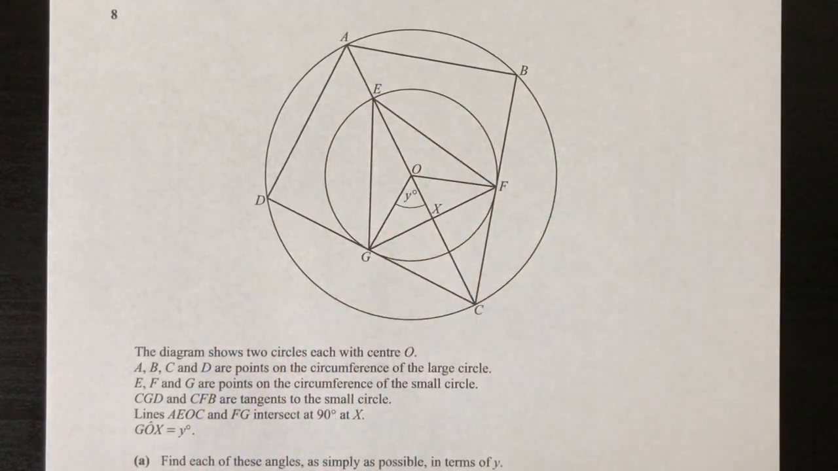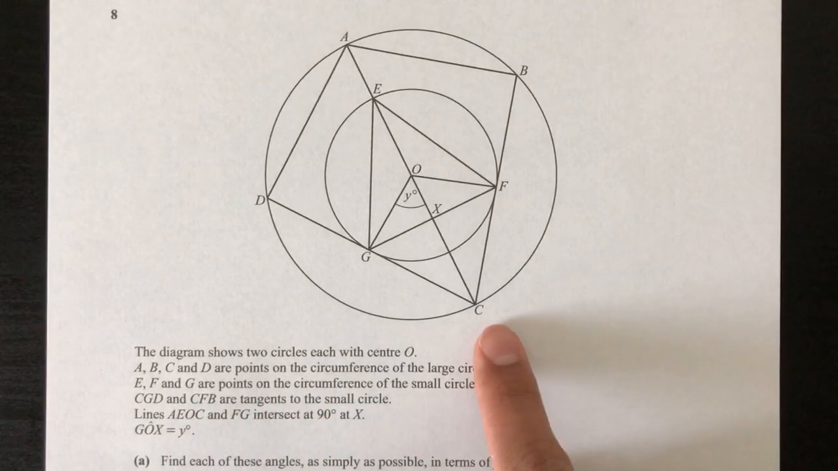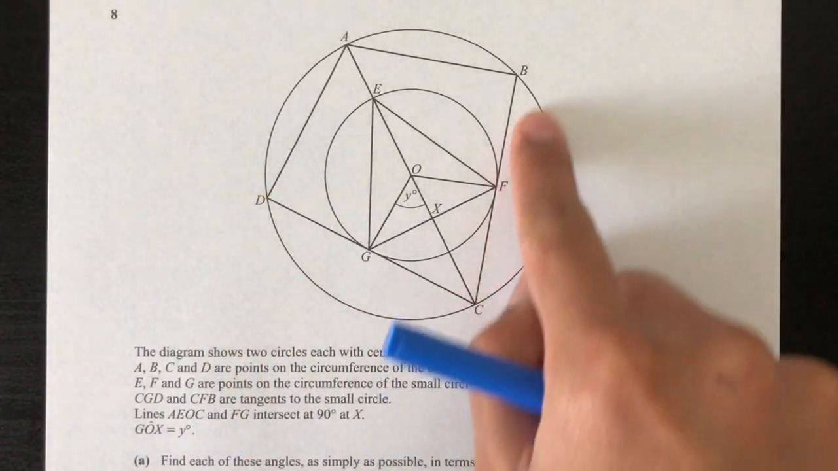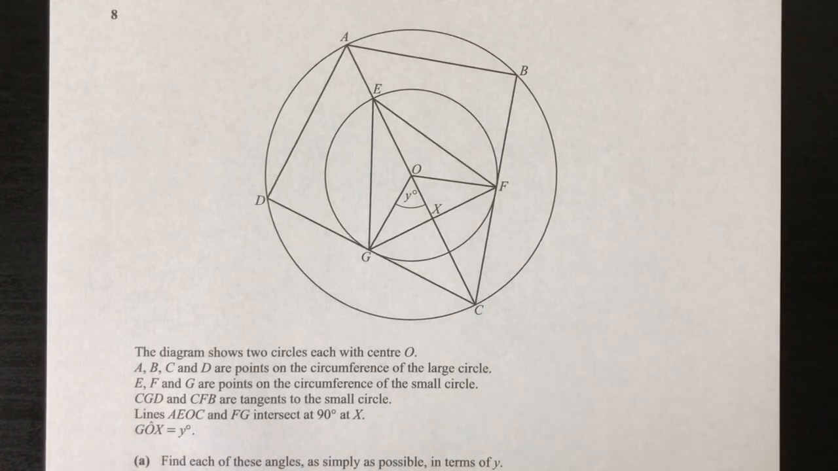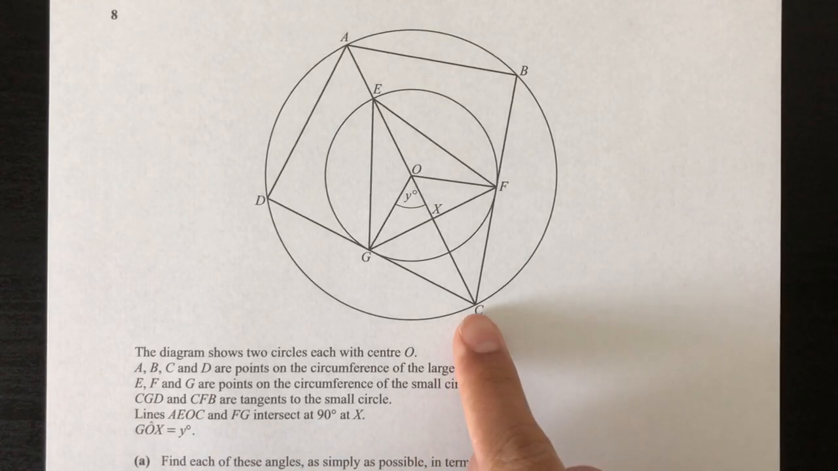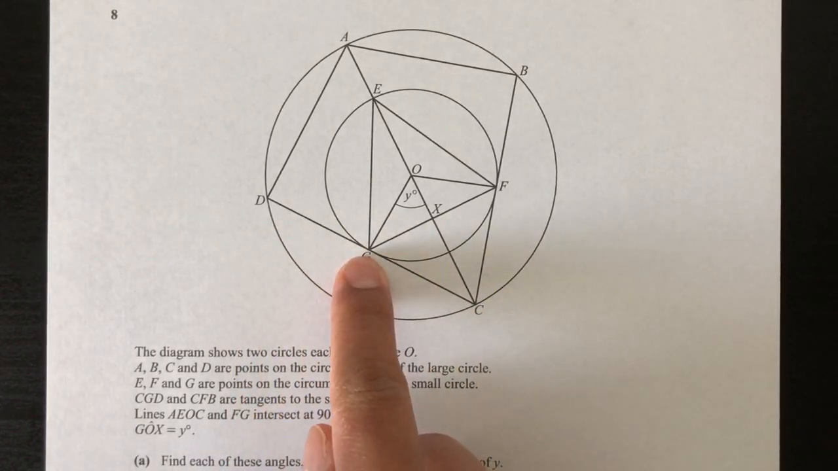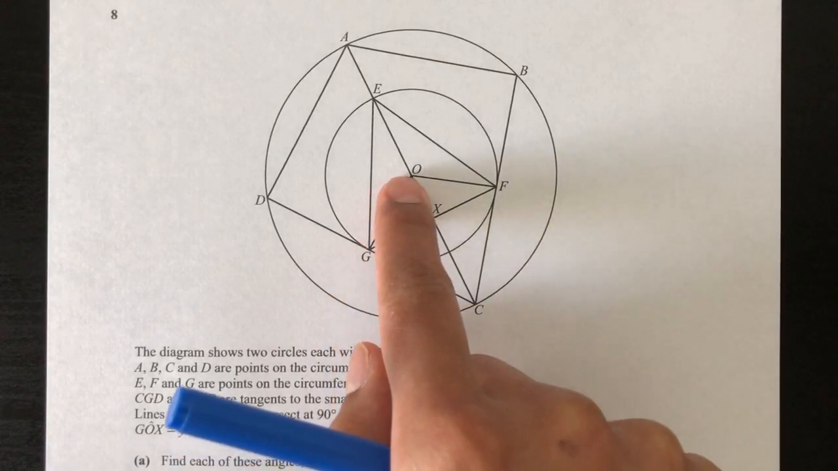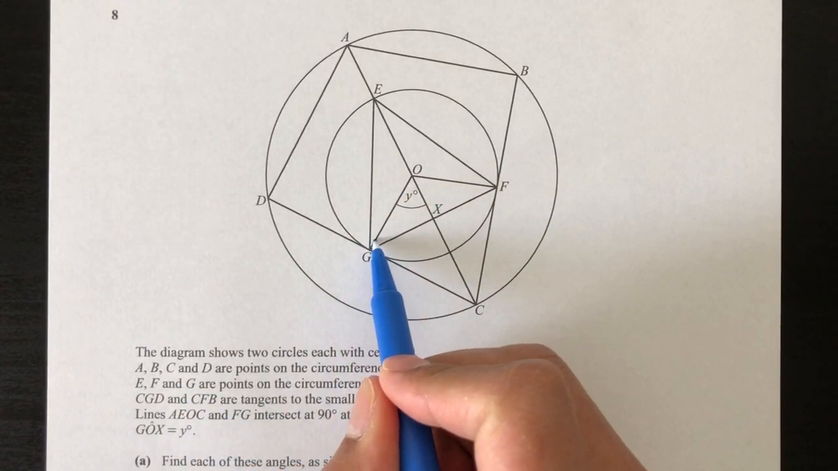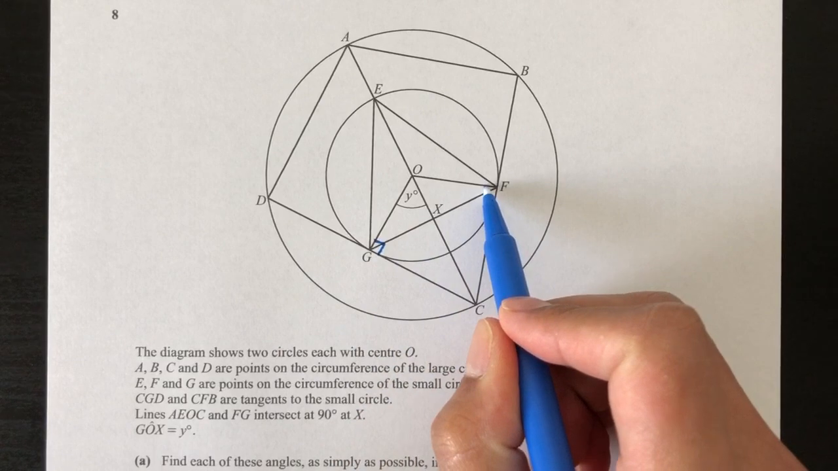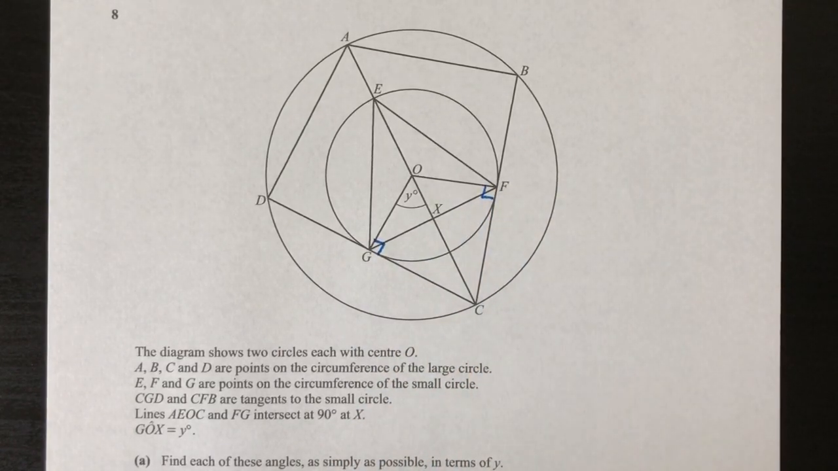E, F, G. Now we have C, G, D and C, F, B are tangents to the small circle. So this line and this line are tangents. Whenever you have something like that, you have to know that if the tangent meets the circle at this point and this point meets the center, this angle here has to be 90. So that's the first thing we can derive from that information.